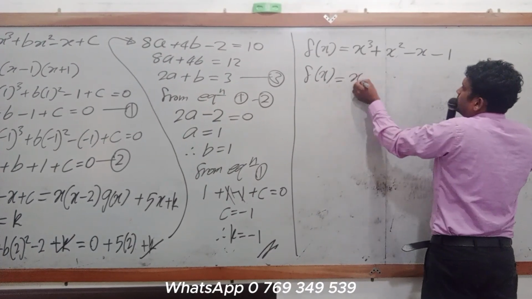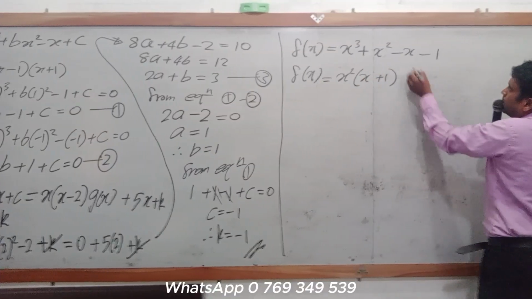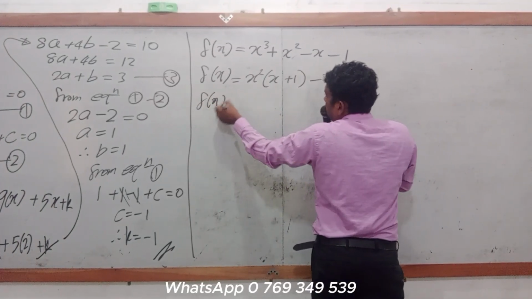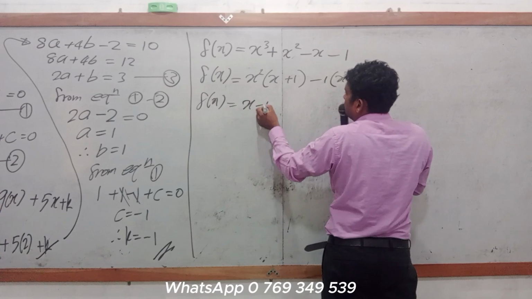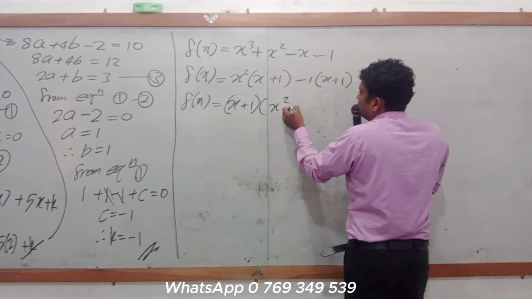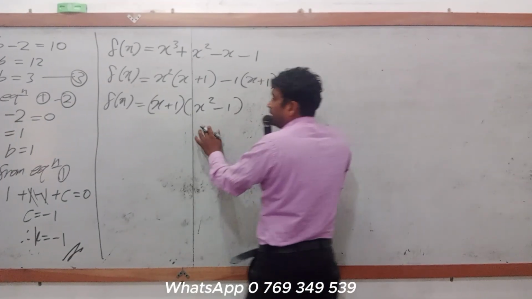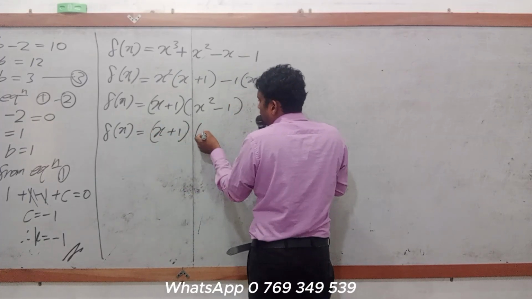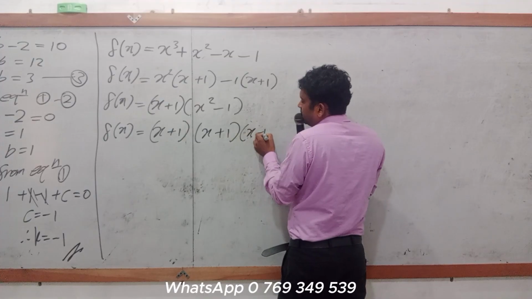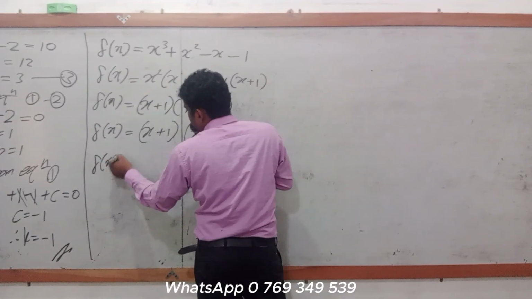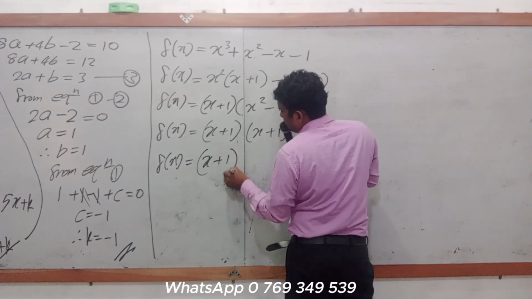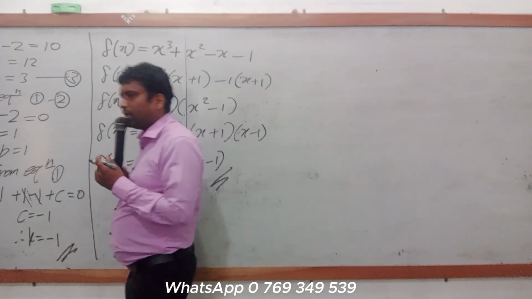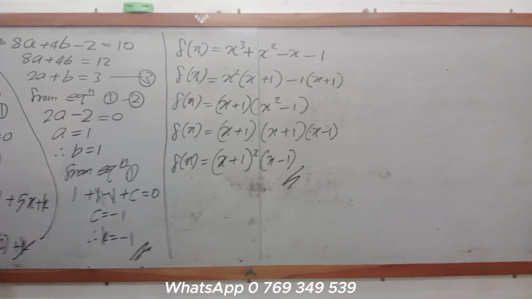We can take that x square from here, x plus 1, and minus 1 here, x plus 1. We can take out x plus 1 common. Now the rest is x square minus 1. This one also we can factorize, no? x plus 1, x minus 1. Now f(x) is (x plus 1) square times (x minus 1). This is the factorization, right?